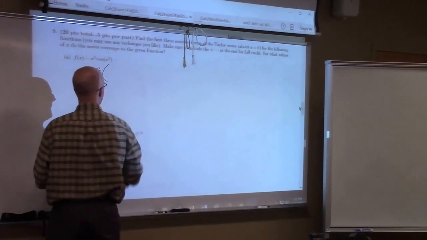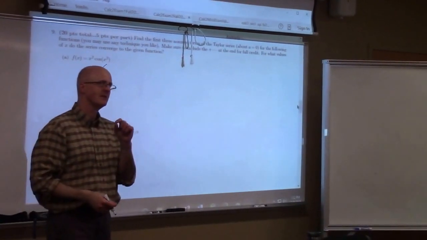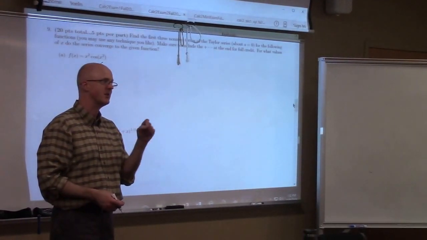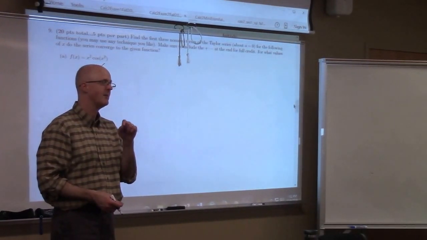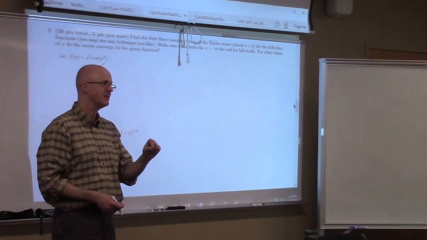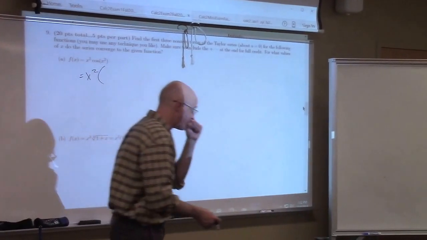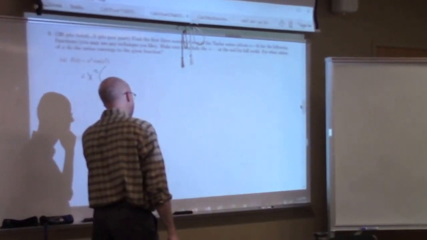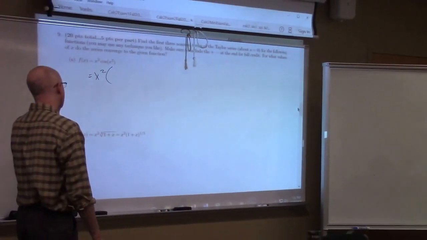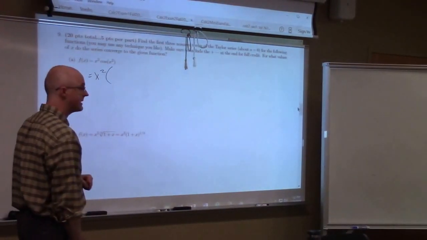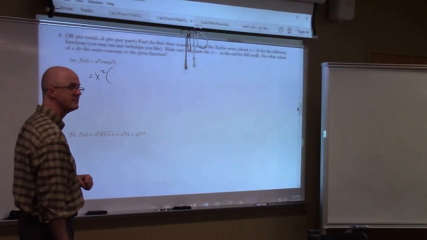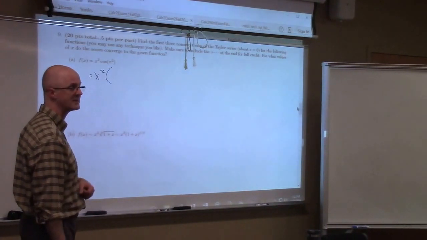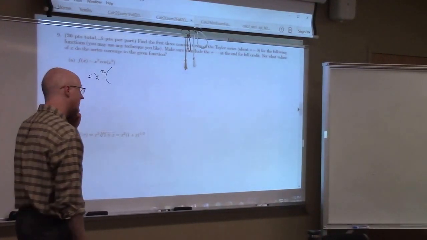The series for cosine of x only involves even powers. It's an alternating plus minus thing. 1 minus x squared over 2 factorial plus x to the fourth over 4 factorial minus x to the sixth over 6 factorial. Only even powers, alternating signs, involving factorials in the bottom. 1 is the same, by the way, as 1 divided by 0 factorial, because 0 factorial is 1.